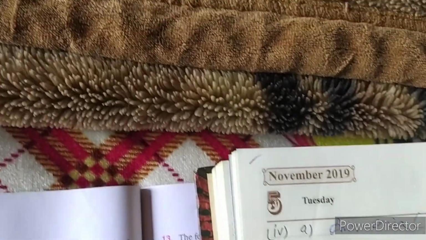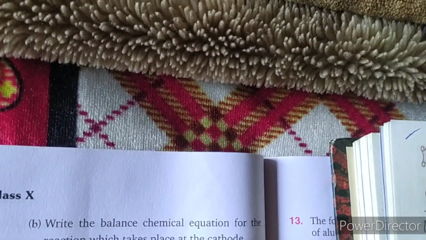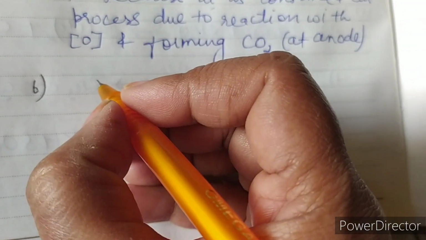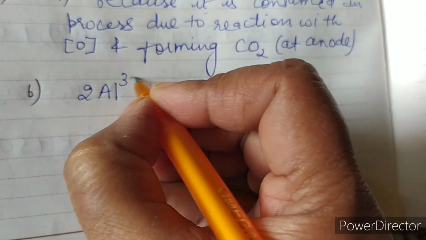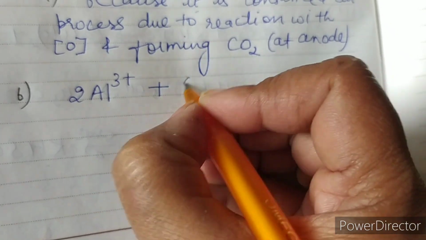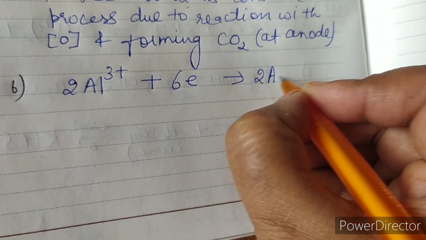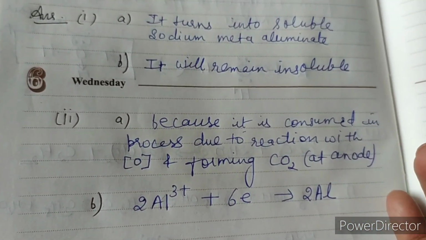Next question here is, write the balanced chemical equation which takes place at the cathode. Because at the cathode, as you all know, the aluminium is deposited, you have to just write the equation here, that is 2Al³⁺ plus 6 electrons gives you 2Al, aluminium metal, at the cathode. Because the reaction is asked at the cathode, we'll write this equation.